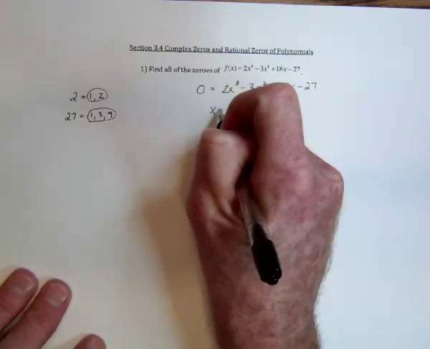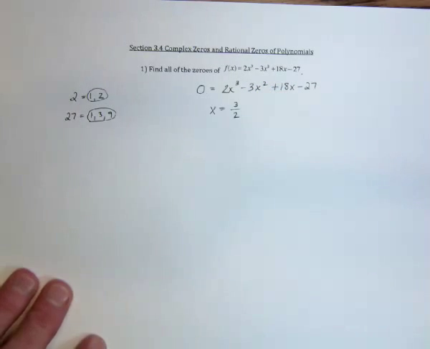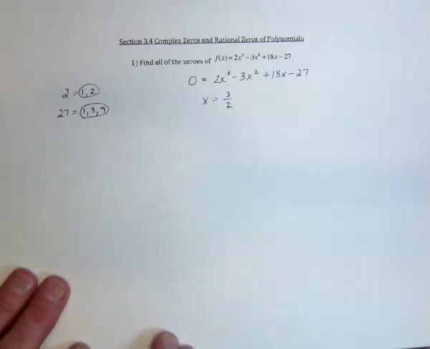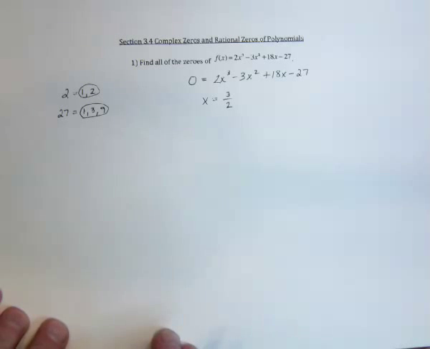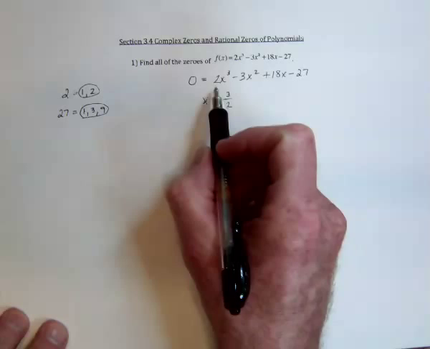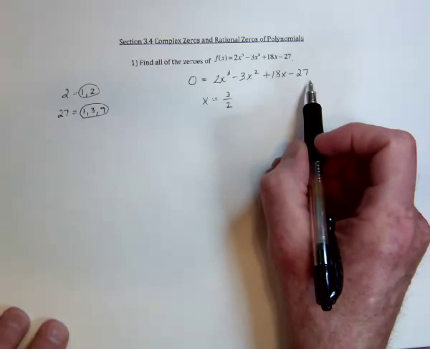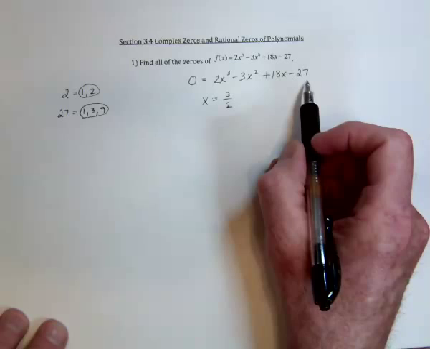So x equals 3 divided by 2 is one of the zeros. And now, if this is one of the zeros, we can use synthetic division to divide that into this polynomial. And if it really is one of the zeros, the remainder will be 0.